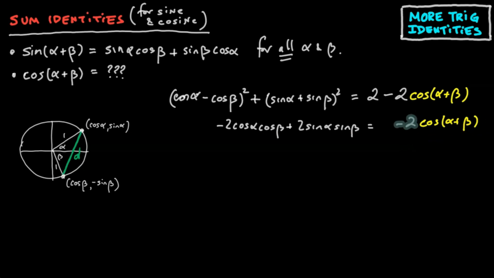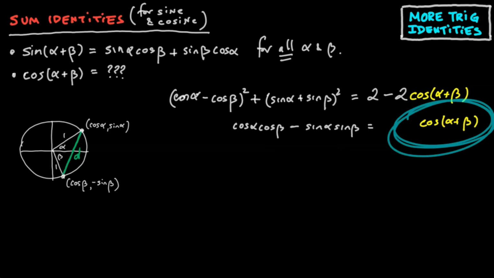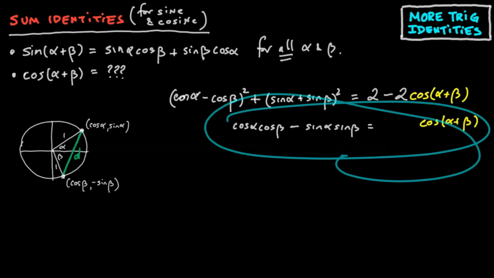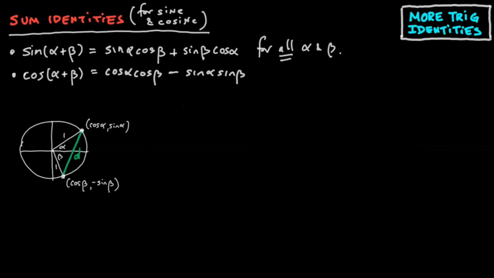When I do that, I get what I want on the right-hand side. The minus 2 disappears here, and this plus 2 becomes minus 1. And I've got it. Here is an expression for cosine of alpha plus beta. Let me go ahead and record it in the spot I originally made for it. Now, a couple thoughts about it.